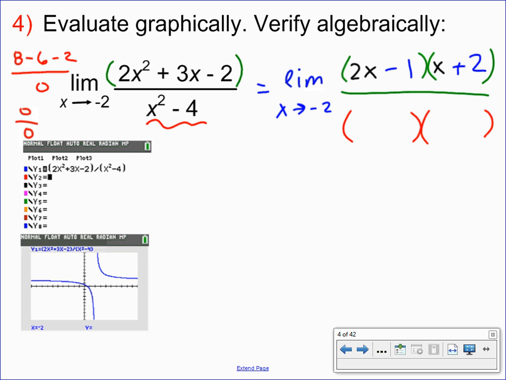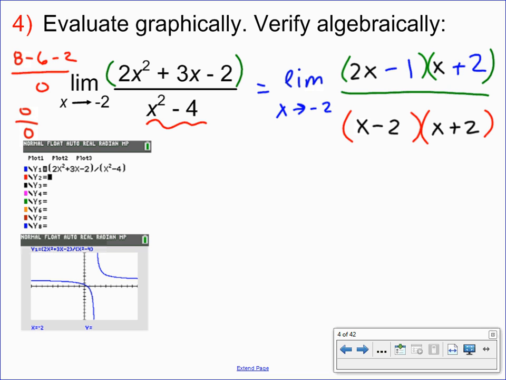What am I going to have for the bottom, right, if I factor that difference of perfect squares? Sophia? X minus 2 and x plus 2. All right. Awesome, Riley. So we've got it factored. That's perfect strategy.